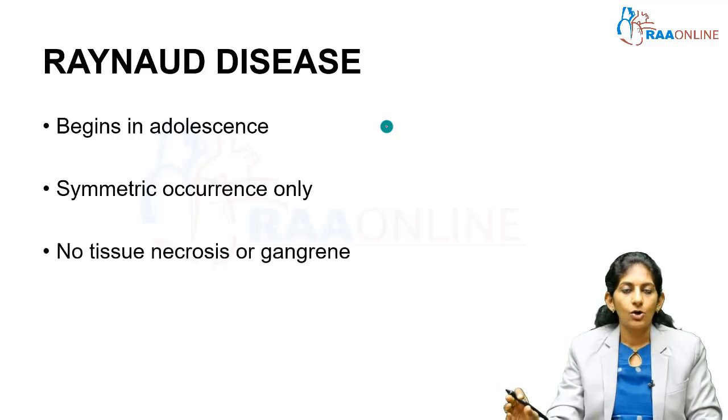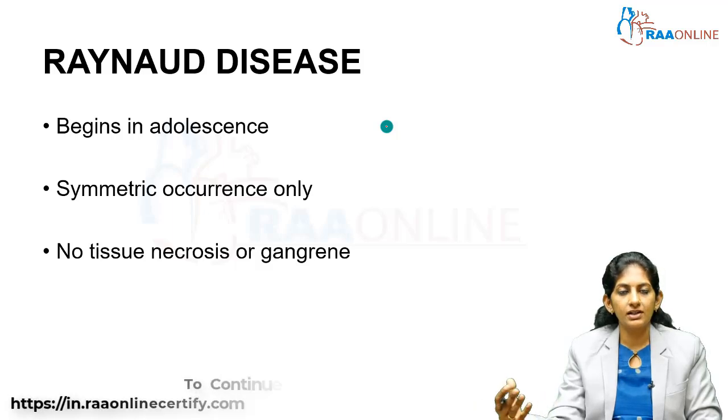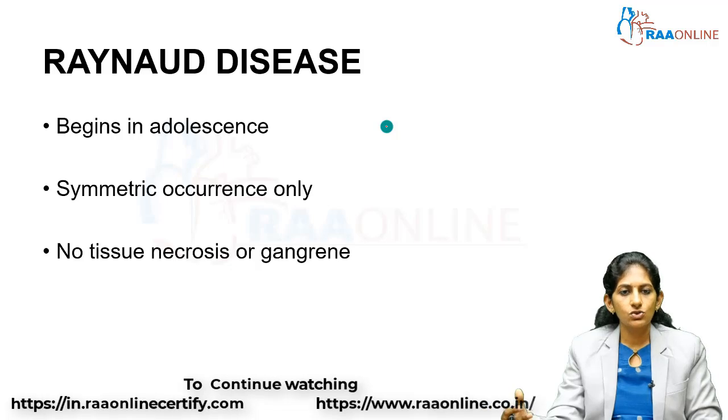Symmetric occurrence, only the changes of color from white to blue, and then on rewarming it will become red. There is no tissue necrosis or gangrene. So this is Raynaud disease beginning in adolescence.